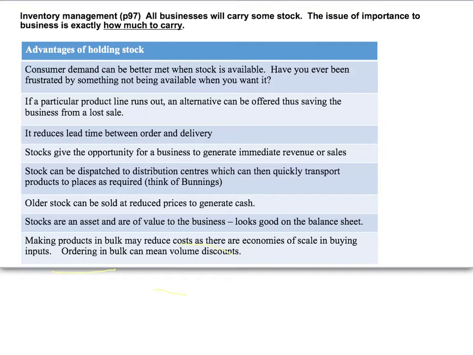Older stock can be sold at reduced prices and it will generate cash for you. And stocks are an asset and they're of value to the business. So it looks good on the balance sheet, of course, to have stock. Making products in bulk can reduce costs as there are economies of scale in buying inputs, and ordering in bulk can mean you get volume discounts. But of course, for every upside, there is also a downside.